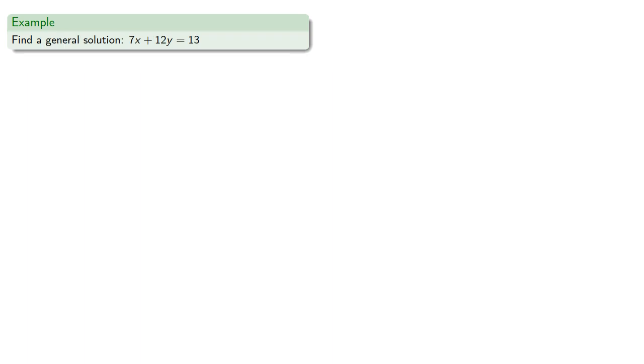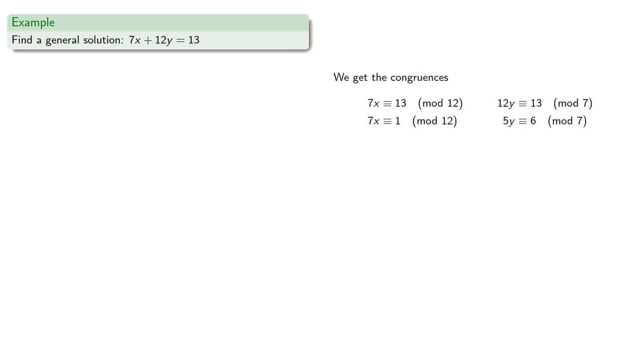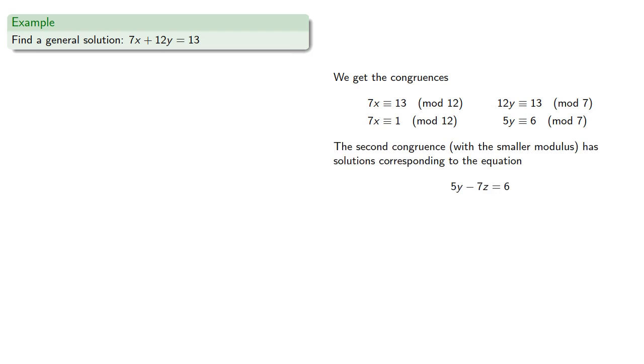Or let's try to find a general solution to this linear Diophantine equation. So we get the congruences. The second congruence with the smaller modulus has solutions corresponding to the equation 5y minus 7z equals 6. So I can solve the original problem by finding integer solutions to 5y minus 7z equals 6.